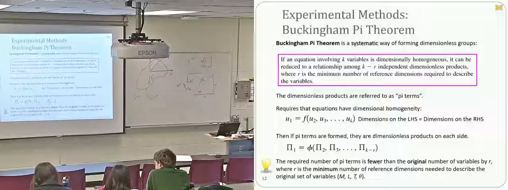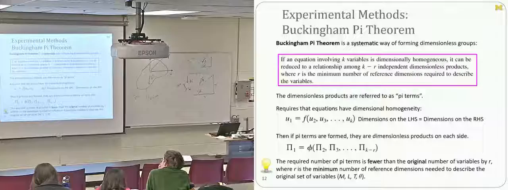if we come up with something that says our variable of interest, let's say y, is equal to a function of x1, x2, ... xk. This is dimensional. Now, let's say that applying something like a mass, length, time description, it requires R of these dimensions to describe everything in this problem.